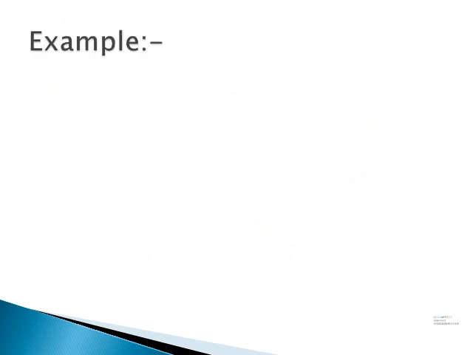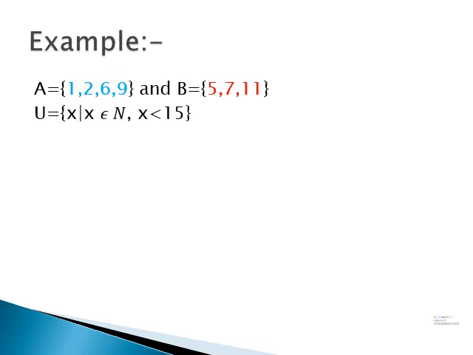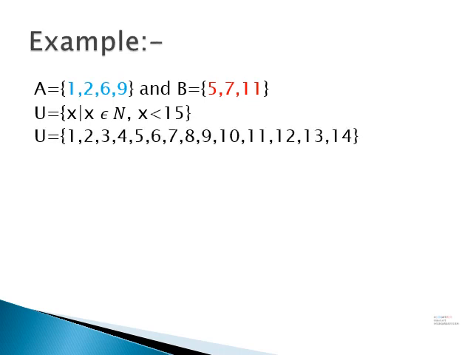We'll see some examples. A is a set of numbers 1, 2, 6, 9. B is a set of numbers 5, 7 and 11. U is the set of elements x such that x belongs to N, where N means natural numbers, and x is less than 15. Now as natural numbers begin with 1, we are going to consider from 1 till 14, because x is less than 15, so we are not going to consider 15. Thus set U will be 1, 2, 3, 4, 5, 6, 7, 8, 9, 10, 11, 12, 13 and 14.